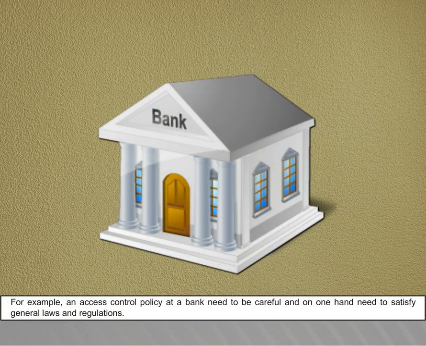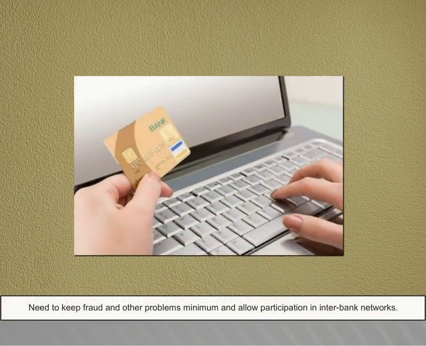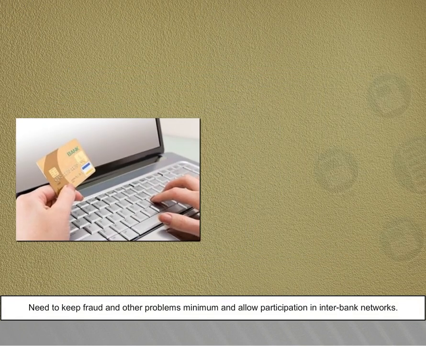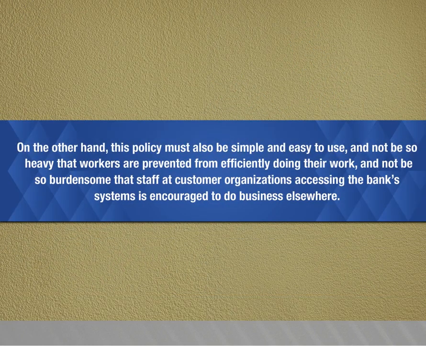For example, an access control policy at a bank needs to be careful. On one hand, it needs to satisfy general laws and regulations, keep fraud and other problems to a minimum, and allow participation in interbank networks. On the other hand, this policy must also be simple and easy to use and not be so heavy that workers are prevented from efficiently doing their work, and not be so burdensome that staff at customer organizations accessing the bank's system are encouraged to do business elsewhere.